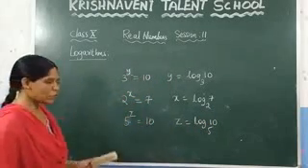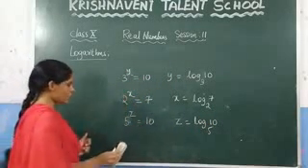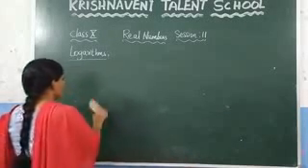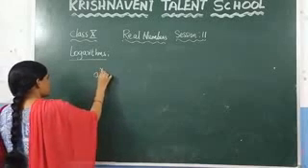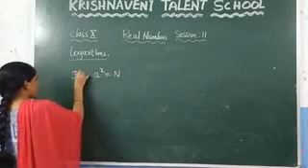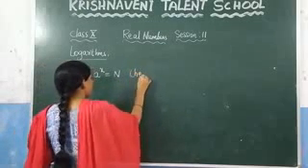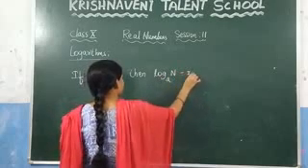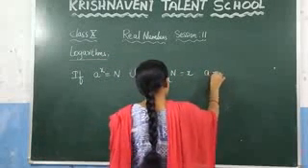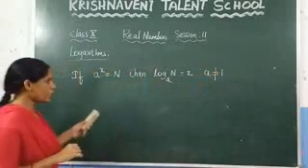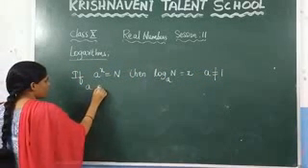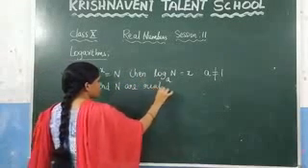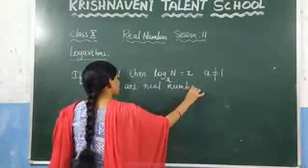Now we will discuss logarithms. This is the reason why logarithms were introduced. So the general form is: if a power x is equal to n, then we can write in logarithm form as log n to the base a, which is nothing but equal to x. And here the condition is a not equal to 1. And here, what are a and n? A and n are real numbers.